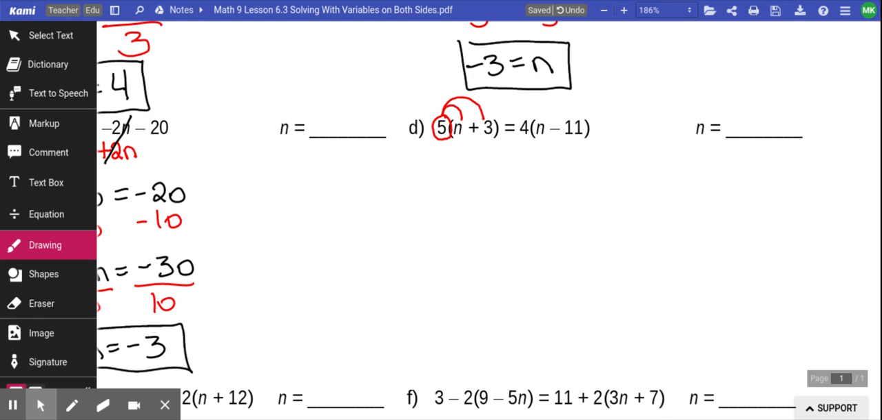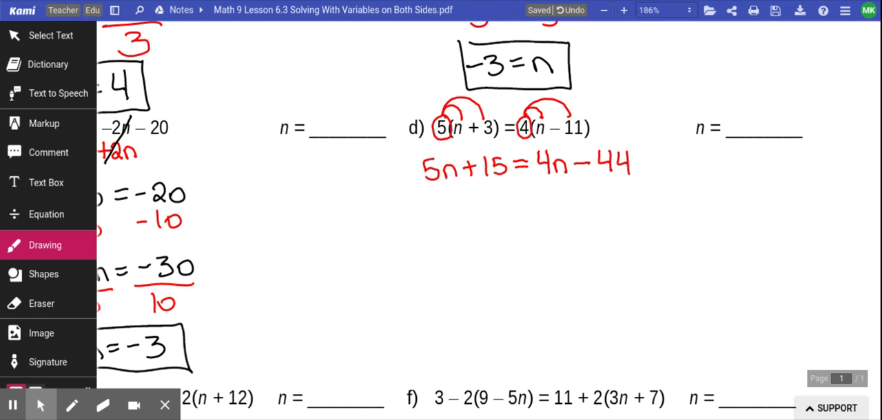So we're going to multiply that 5 in to become 5n plus 15. And then I'm also going to do that on the other set of brackets. So I have a 4 in front of the bracket. I need to multiply that 4 to both things. 4 times n becomes 4n. 4 times negative 11 becomes negative 44.